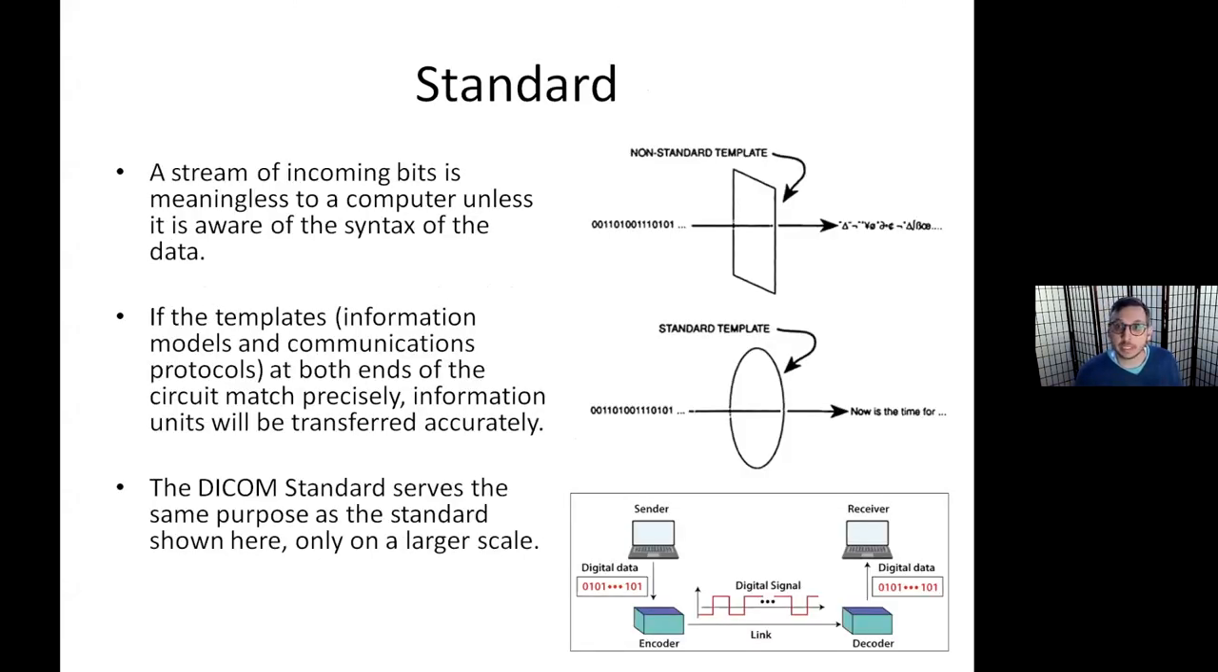So DICOM is a standard. What is a standard? We talked about digital communications, and we talked about encoders and decoders. If you have the wrong decoder, a non-standard decoder, you're going to get gibberish out of your binary data, your ones and zeros. You're not going to be able to understand it. But if you have the same decoder as the encoder that was used, you're going to get intelligible language out. You'll understand what the sender sent you. That's what DICOM is: a standard template that allows people from all over the world to speak the same language in terms of medical images.